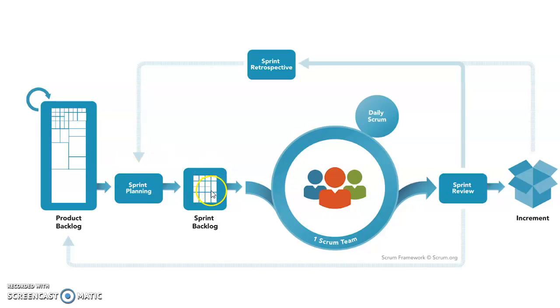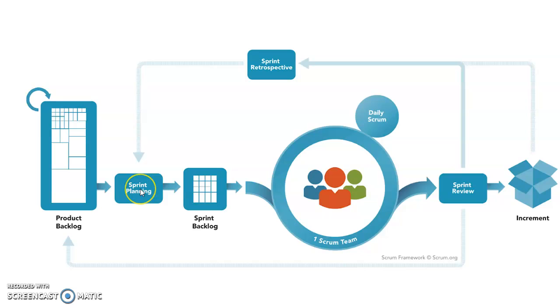Then comes the second square, the sprint backlog, that is your artifact. What comes in a sprint? Whatever you choose from the product backlog, you place in the sprint backlog. That means what you are going to touch in a sprint. Sprint timelines lie between 2 weeks to 4 weeks, so you have to choose carefully what you are going to deliver in a sprint. That is called a sprint backlog.